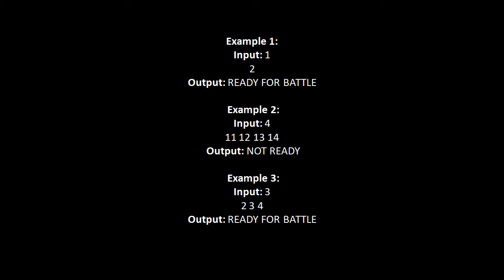Again in example 3, we have 3 soldiers. First one is holding 2 weapons. Second one is holding 3 weapons. And the third one is holding 4 weapons. So the number of lucky soldiers, that is the soldiers who are holding 2 weapons and 4 weapons, is 2, and the number of soldiers holding only 3 weapons, an odd number, is 1. So the number of lucky soldiers is 2 and the number of unlucky soldiers is 1. So the army is ready for battle and they can win this war.